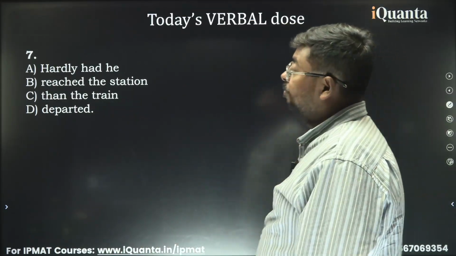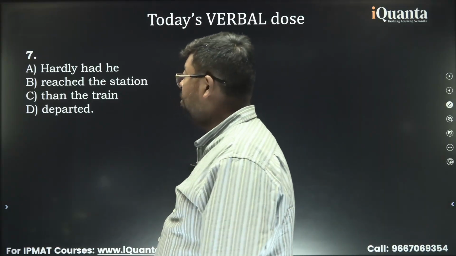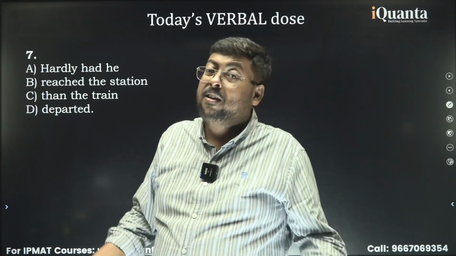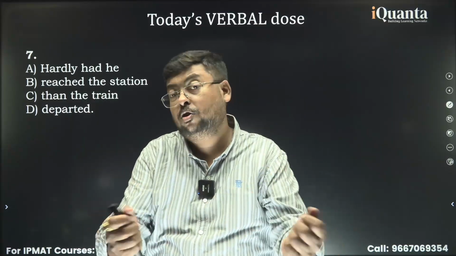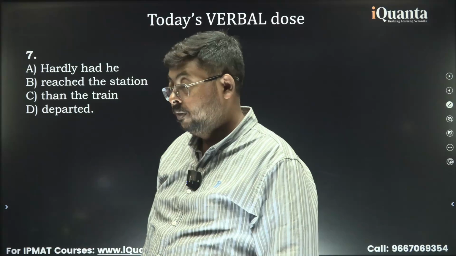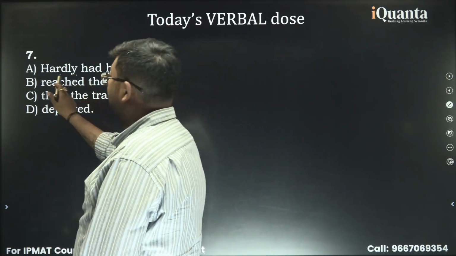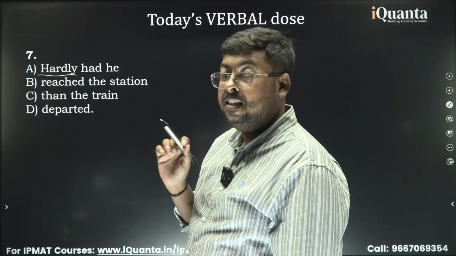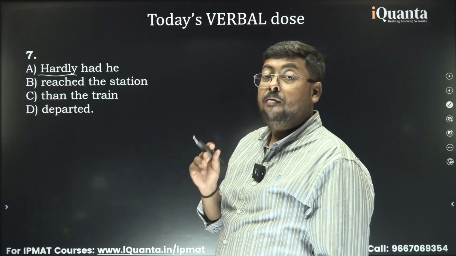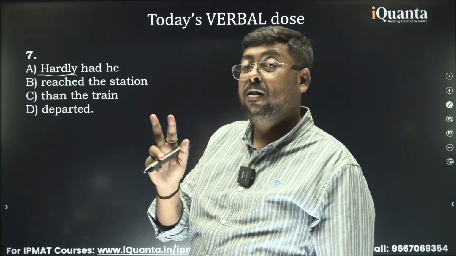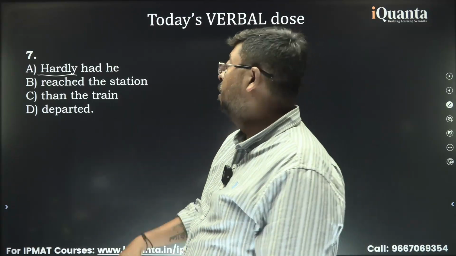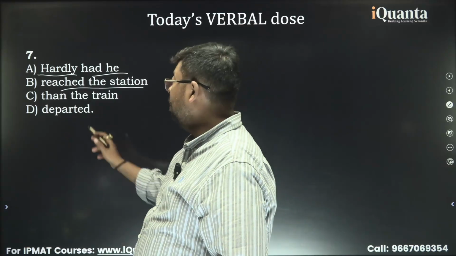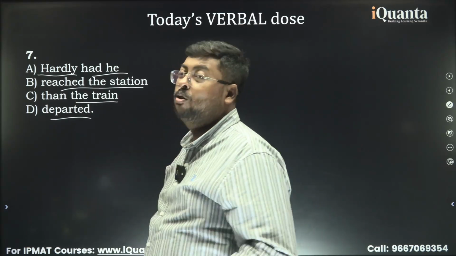Let's move on. 7th, hardly had he reached the station than the train departed. Now, as you can see, this time you can actually do the question yourself. How is it possible? Can you check up? What did I see? I see hardly. When I see hardly, we see whether it is a sentence with two parts. Let's see. Had he reached the station? This is the first part. What is the second part? It says the train departed. So there are two parts to it.